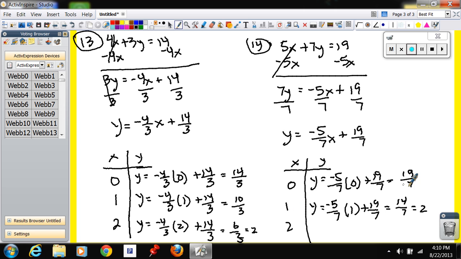You actually went down 5/7 here, so from 19/7 to 14/7. So you go down 5 more, you're going to get 9/7 for this last one. Should be coming out to 9/7. Because you're going to get negative 5/7 times 2 plus 19/7. That's going to be negative 10/7. So when you subtract 10 from 19, you're going to get your 9. So it is 9/7.